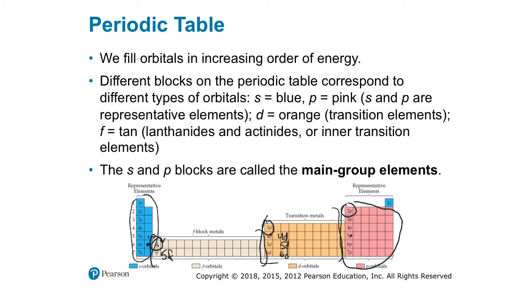So the S and the P block are often referred to as the main block elements. This is where you see your main group chemistry. This is what you might call the transition metal group, transition metal chemistry, and this is your lanthanide and actinide series.